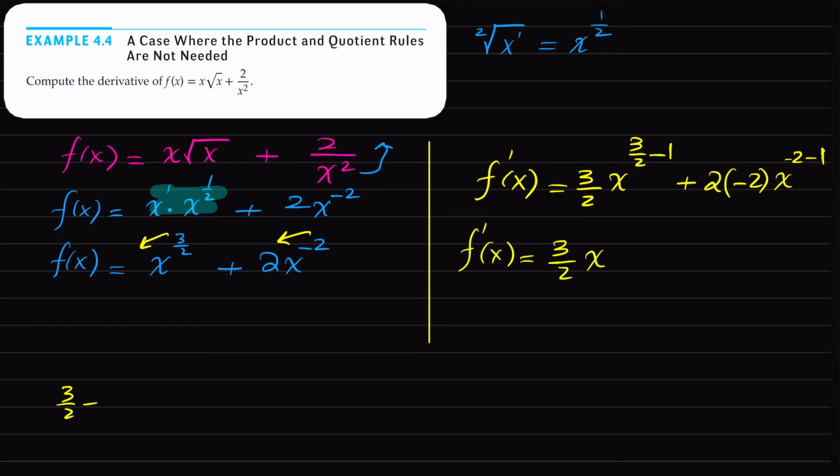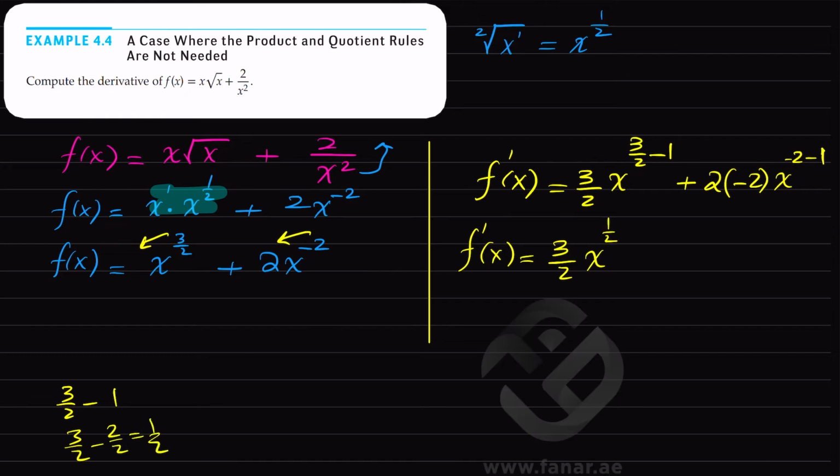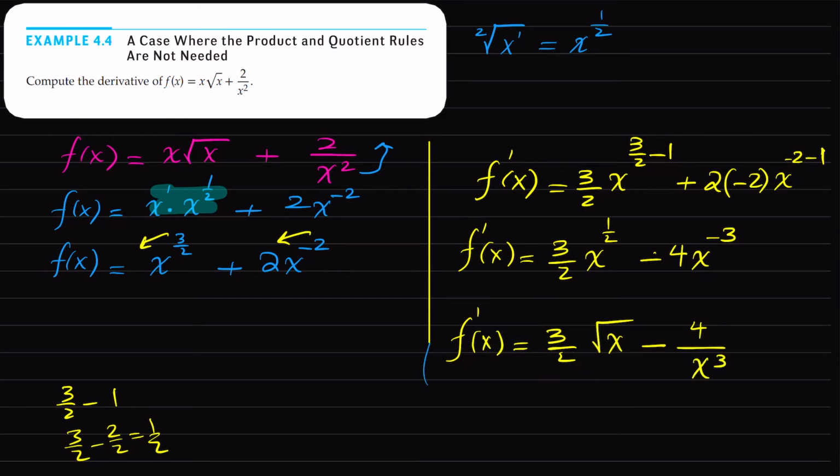Now 3 over 2 minus 1, it's 3 over 2 minus 2 over 2, which is 1 over 2, plus minus 4x to the power negative 3. So f prime of x is equal to 3 over 2, x power half, it's the square root of x, minus 4 over x cubed. So this is our derivative, which we didn't use product or quotient rule for because it's two terms and there is a plus and minus in between them. We can do the derivative easily.